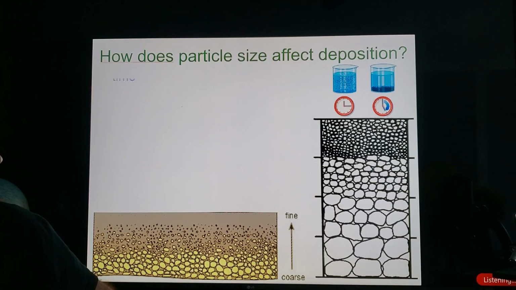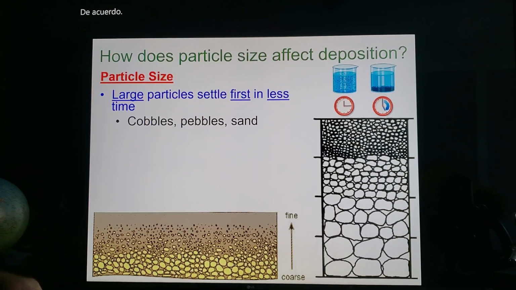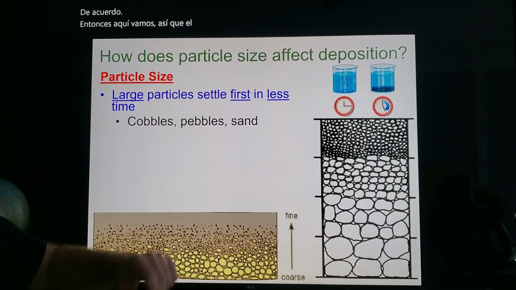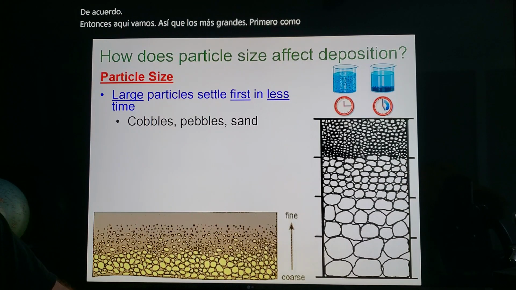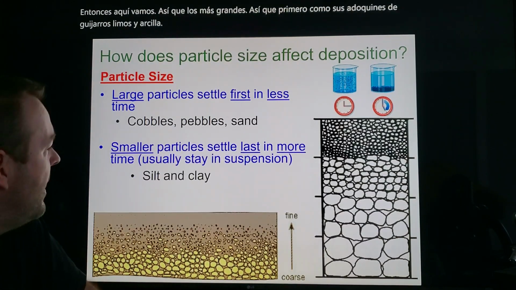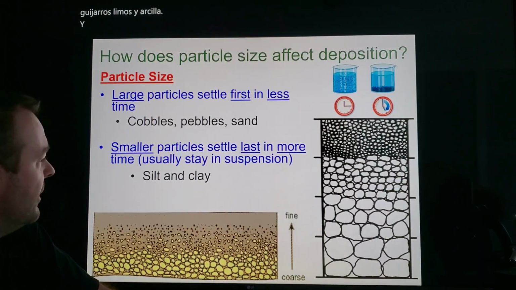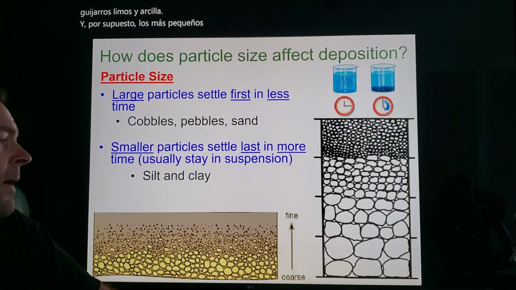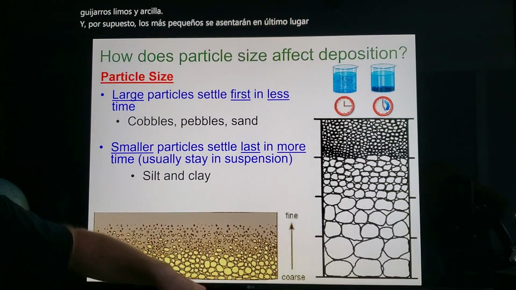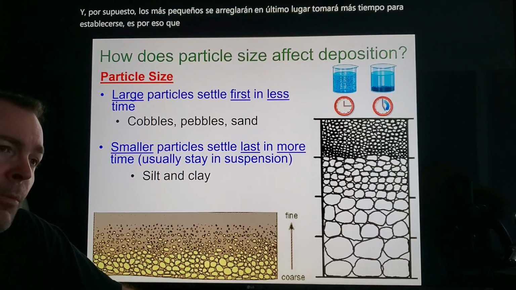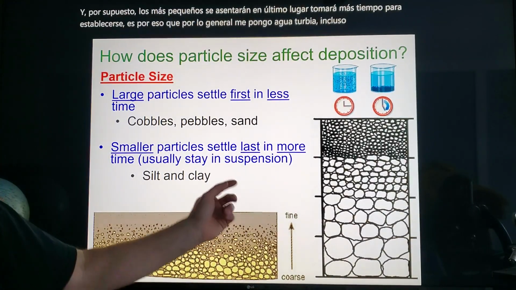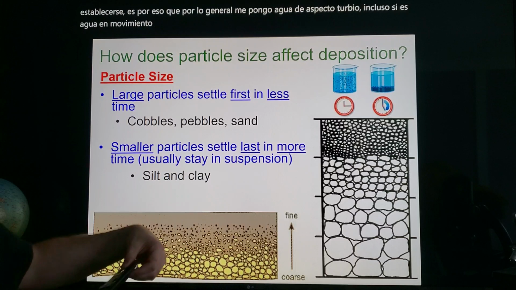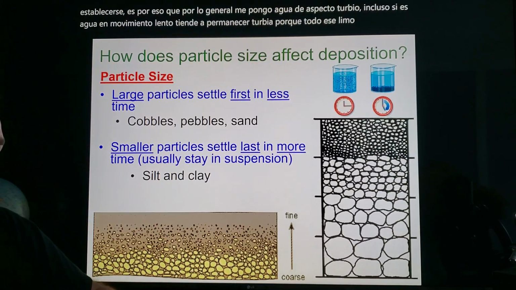Okay. And here we go. So the bigger ones settle first. That's your cobbles, pebbles, sand, silt, and clay. And of course, the smaller ones will settle last. They'll take more time to settle down. That's why you usually get murky-looking water. Even if it's slow-moving water, it tends to stay murky because all that silt and clay stays suspended in the water and makes it look dirty.